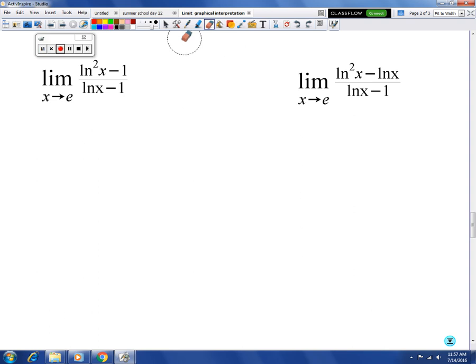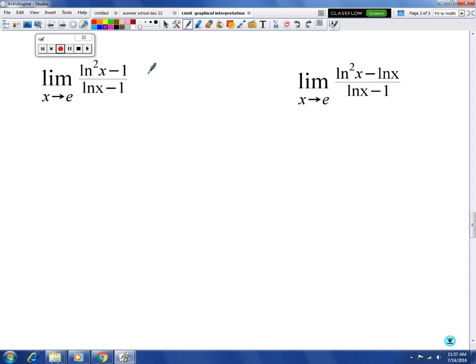So anyway, natural log of x squared means natural log times another natural log. When we plug in e, we get 1 and a 1. So this right here just becomes a 1, and we subtract 1, we get 0. No big surprise there.